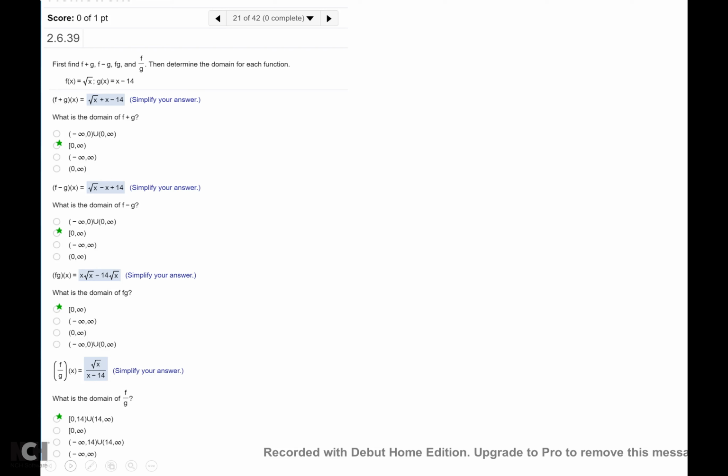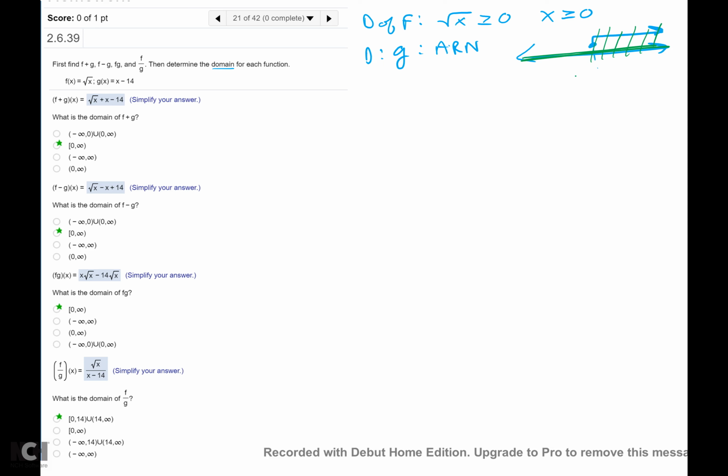Alright, so here we go again. They want me to find f plus g, f minus g, f times g, f divided by g, and determine the domain of each. Well, your domain of f is going to say, Mr. Radical, you must always stay positive, which says x has to be greater than or equal to 0. The domain of g is all real numbers. So where they overlap, your domain would be from 0, including it, to infinity. And that will work for your sum, your difference, and your multiplication. It's going to change on division because we're going to create another denominator.